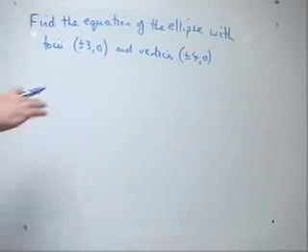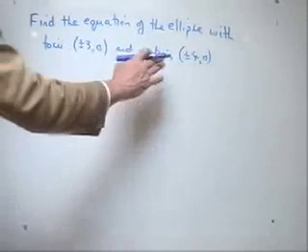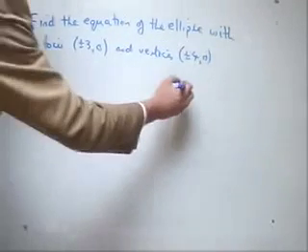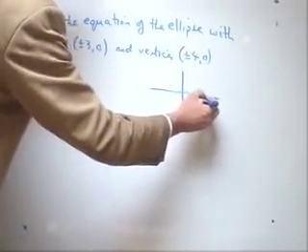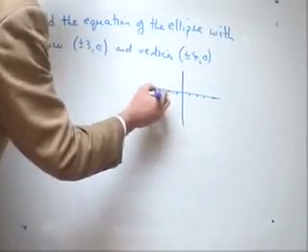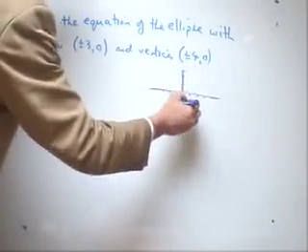Okay, find the equation of the ellipse with foci (plus or minus 3, 0), vertices (plus or minus 4, 0). The best thing is graph it out straight away. See what it looks like. 1, 2, 3, 4, 1, 2, 3, 4. We don't know what's going this way.